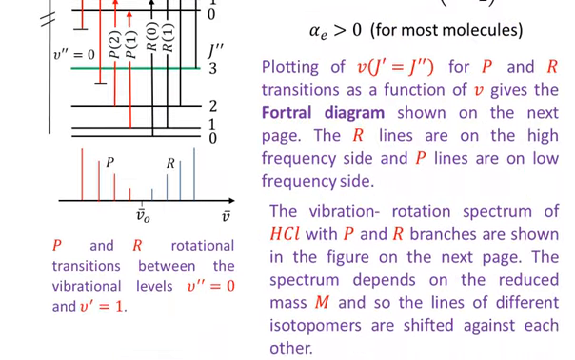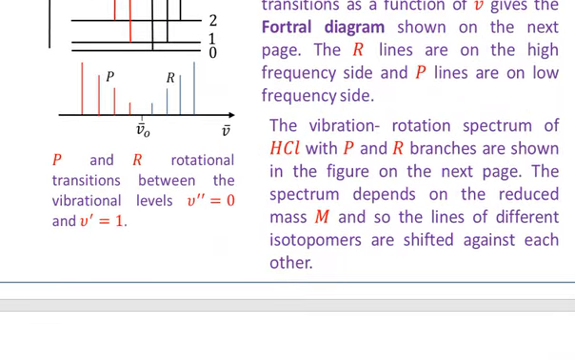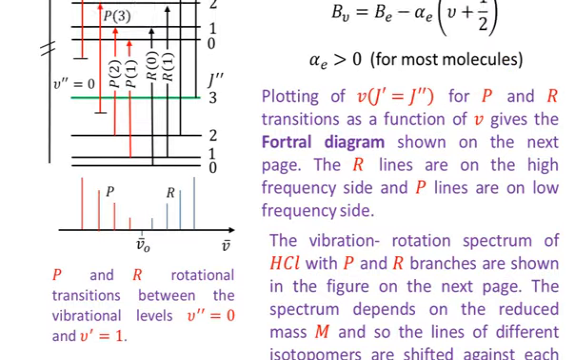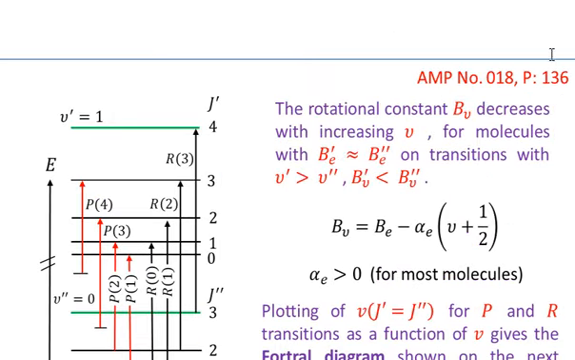So you see that this is the figure that I have explained. Now I am just going through very quickly through the text. The rotational constant B_v decreases with increasing v. That is, with a higher value of the vibrational quantum number, the value of B_v would decrease.